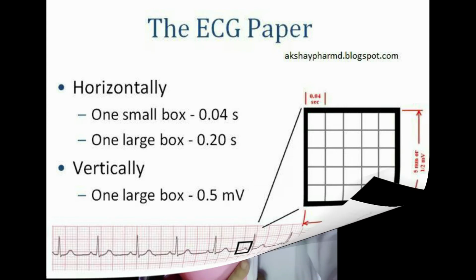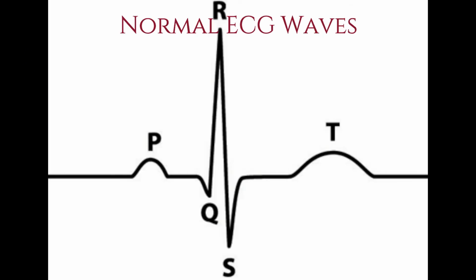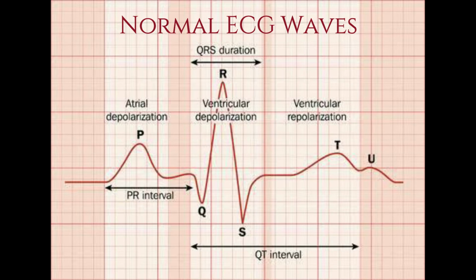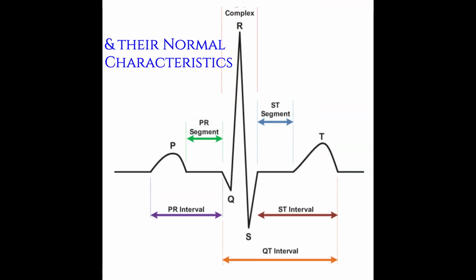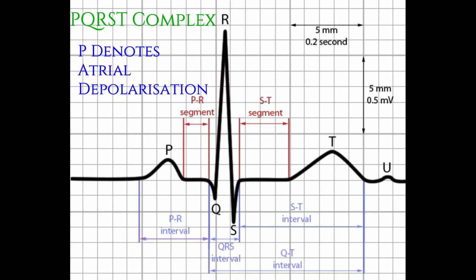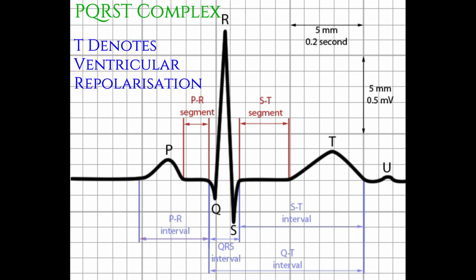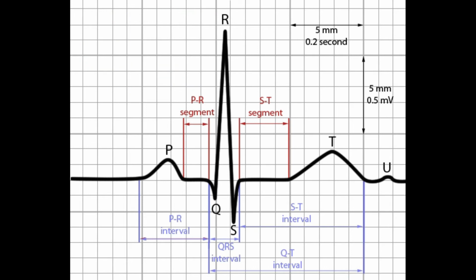Thank you. Now over to Dr. Marian. Thank you, Dr. Deepan. I am going to tell about the normal ECG waves and their normal characteristics. An ECG wave is represented in terms of a PQRST complex. Here, P denotes atrial depolarization, QRS denotes ventricular depolarization and T denotes ventricular repolarization. The repolarization of the atrium is not separately denoted by any wave; rather, it gets mixed in the QRS complex.